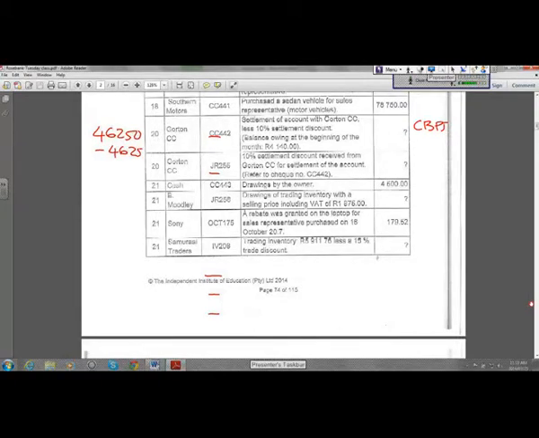So what really are these settlement discounts? We get settlement discounts if we are paying on time. Usually the supplier will say, if you pay within this period, you will get a settlement discount, which means the balance we were owing will be reduced by a specific percentage. So what it means here is we were owing 140, and the supplier says he is going to give us a discount of 10%.